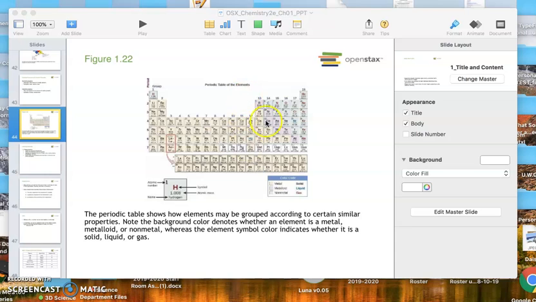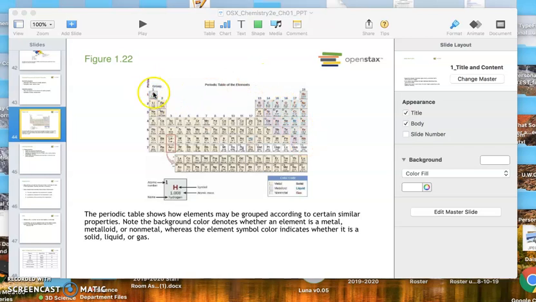So the periodic table here is color-coded in terms of whether or not the element's considered a metal, a non-metal, or a metalloid. If it's considered a metal, the element has this background of sort of a tan color here. And if you notice, most of the elements on the periodic table are metals, and then you have the non-metals, and those are color-coded based off of a sort of bluish color.